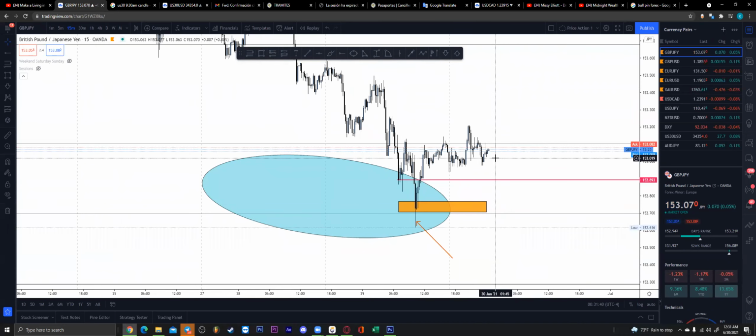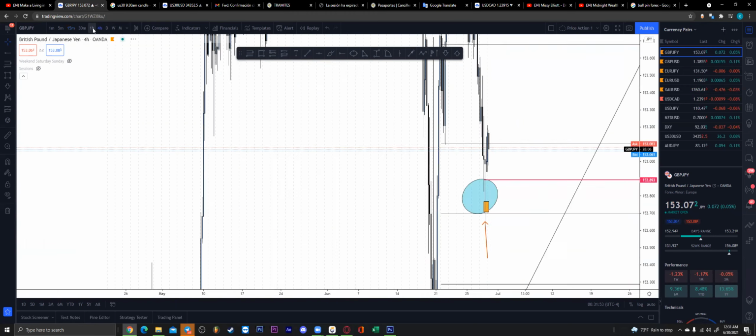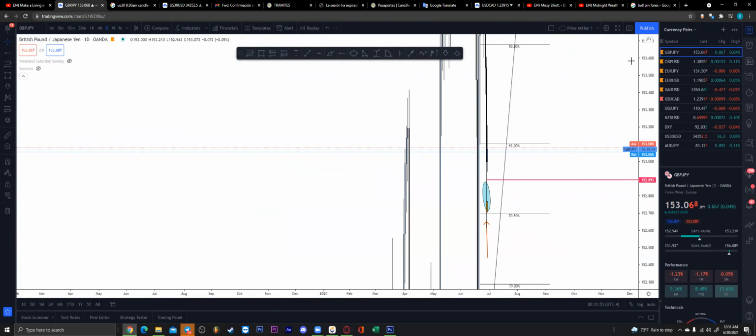It's not bad to just buy and then use proper risk management if you're not trying to miss out on this turn. Or we could wait for a perfect entry, like the 70% retracement, and really take advantage of the move.